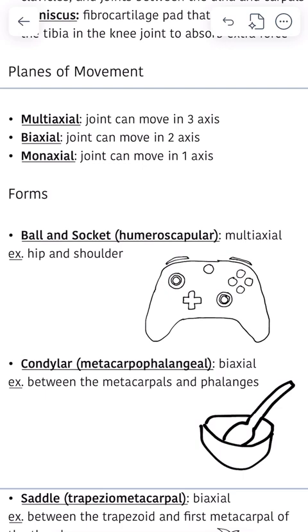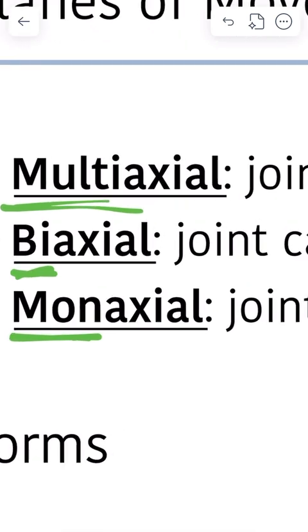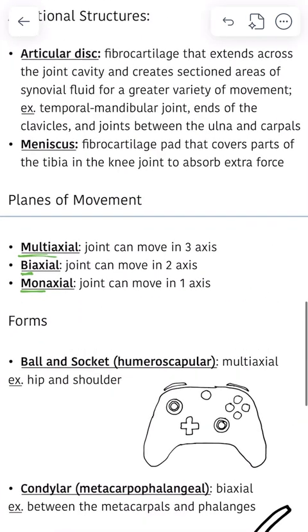There are three planes of movement: multi-axial, biaxial, and monaxial. These are pretty simple to think about. You think of multi, bi, and mono. Mono being one, bi being two, multi being more than two. This just means that the joint can move in 3 axes, in 2 axes, and in 1 axis.